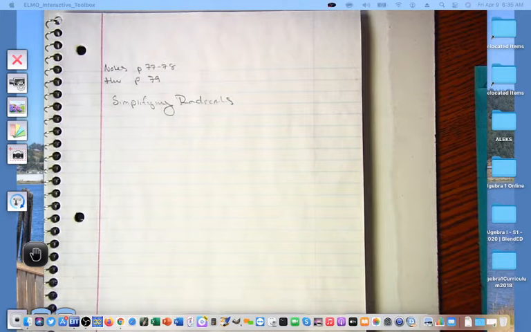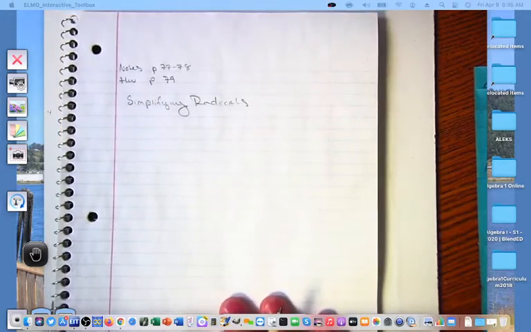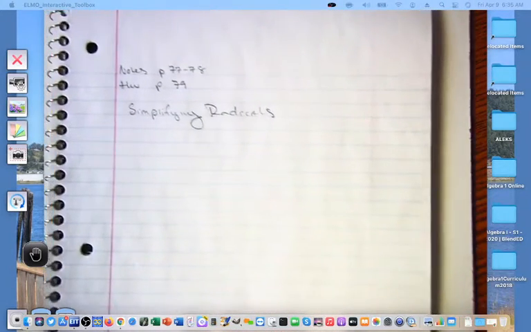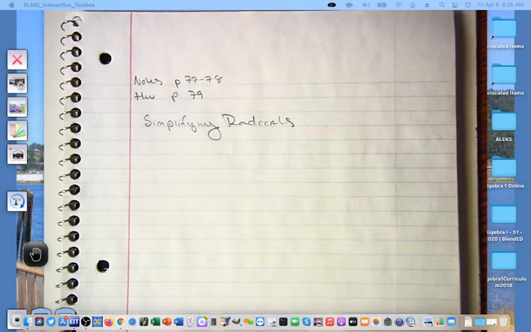Well, good morning, everybody. So today I'm going to do an introductory lesson to simplifying radicals. I do a lesson real similar to this when I cover simplifying square roots that have variables in them. But this one I'm going to do just has pure numbers in it. My notes are going to come from page 77 and 78. This goes along with the homework assignment on page 79, and the homework assignment has the title Simplifying Radicals.